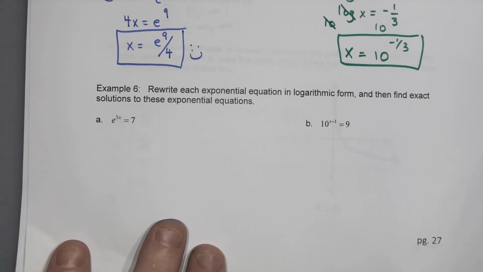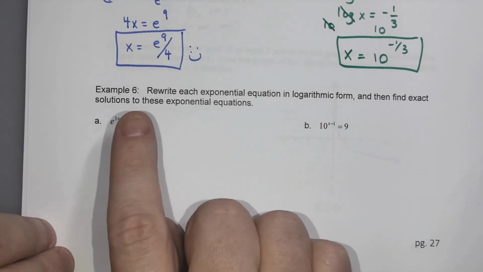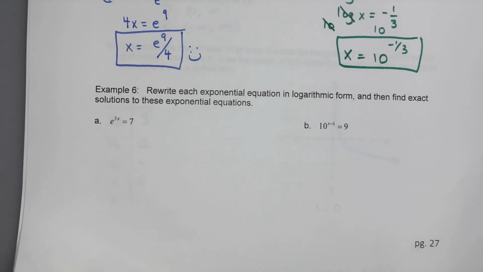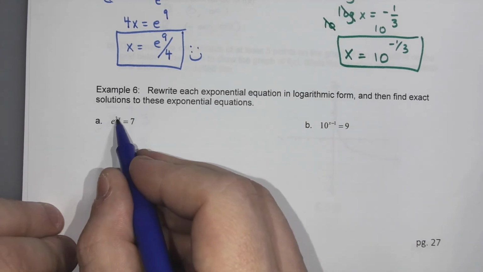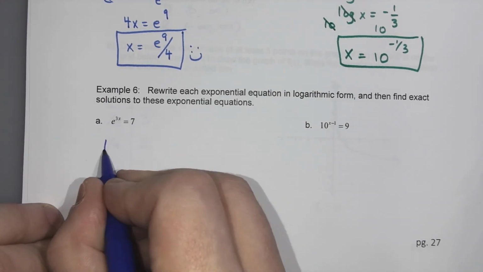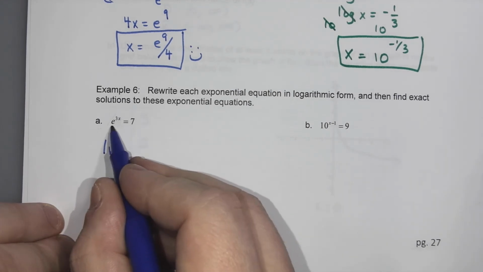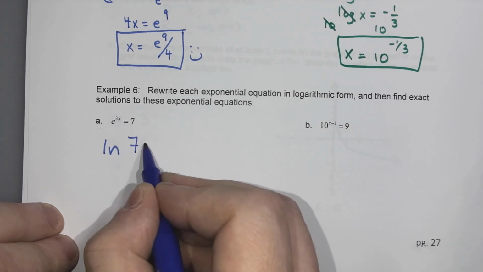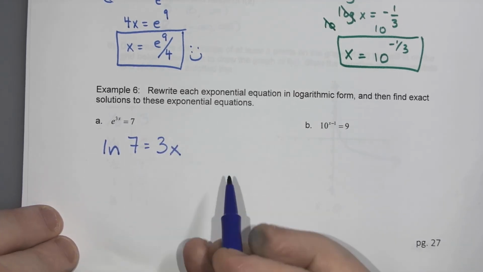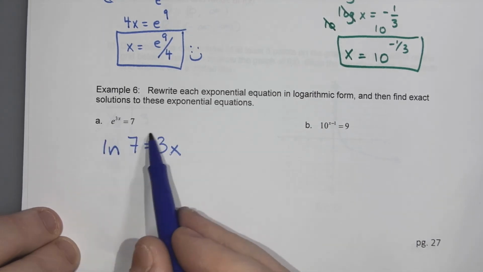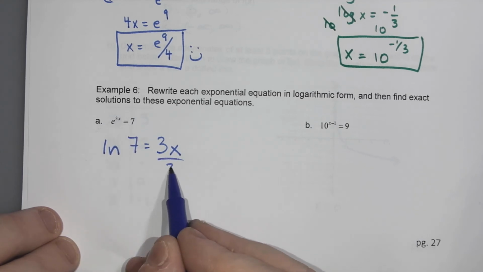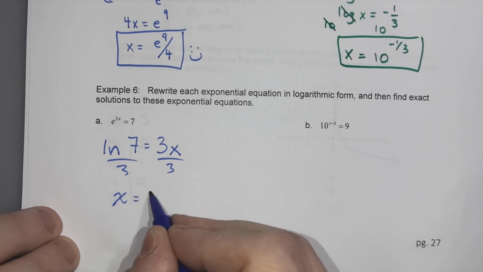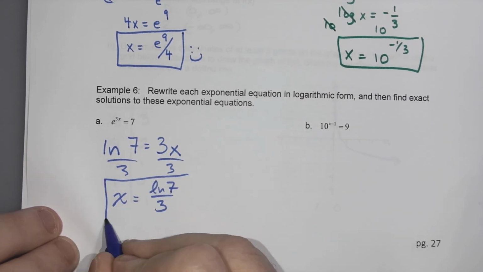For these problems, it asks us to rewrite an exponential equation in log form and then find the exact solution. So to rewrite this one in logarithmic form, this is an e to the 3x. So what's our logarithm for a base e? That's ln. ln, log base e of 7 equals 3x. That would be the logarithmic form of this. So to isolate x, we'll just divide by 3 and conclude that x equals ln 7 over 3.